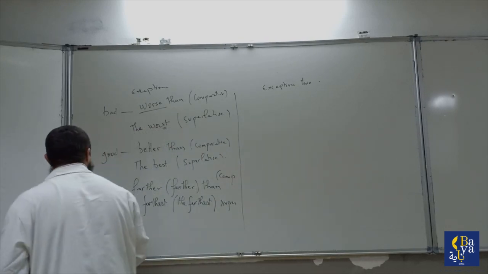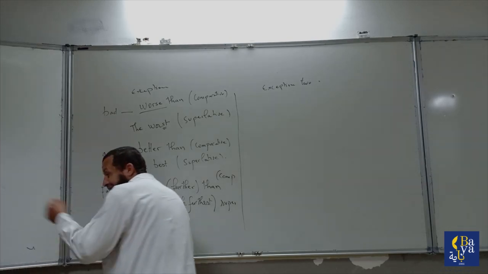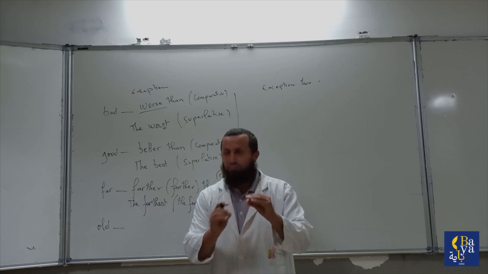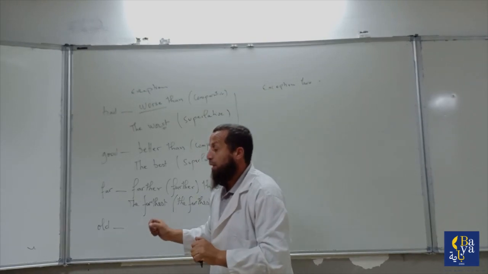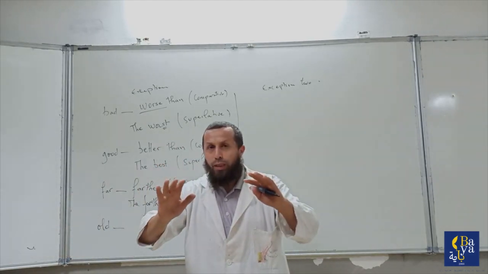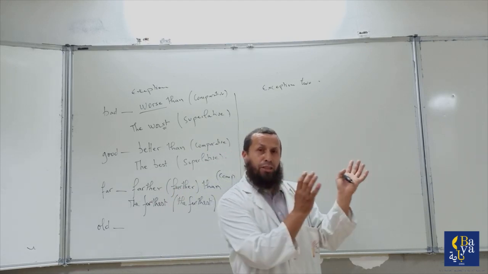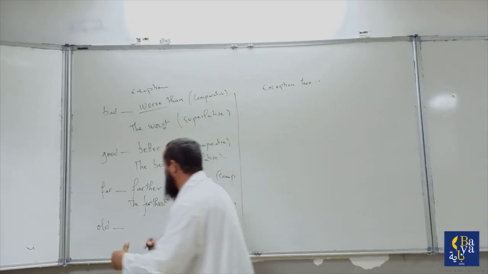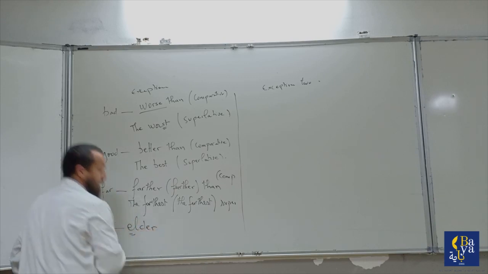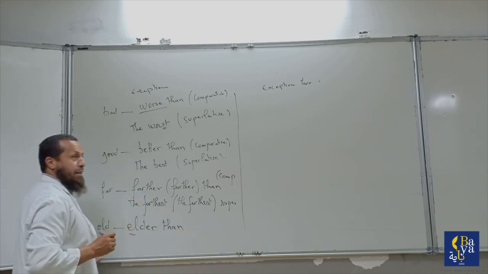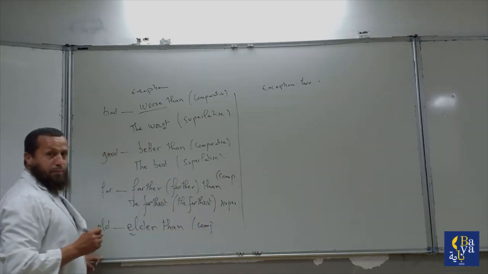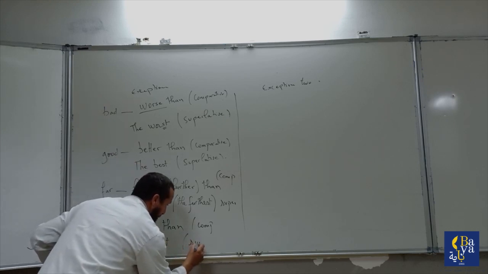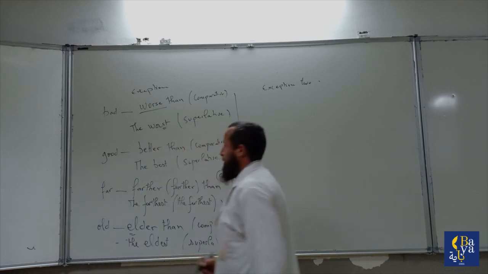We have old. This is the word old if we are talking about the age. We are not talking about new and old, and it's not the synonym of ancient. We are talking about the age. If we are talking about the age, Tony is elder than. This is for comparative. The eldest for superlative.